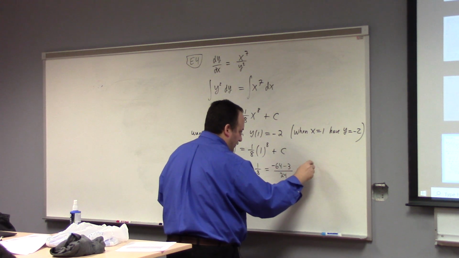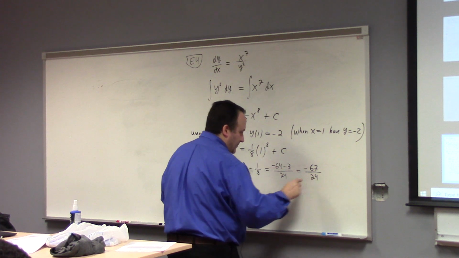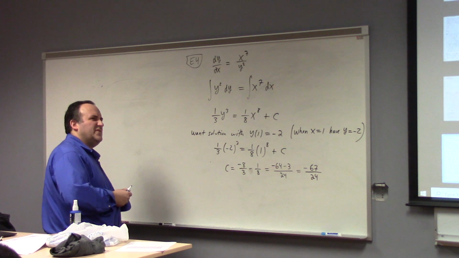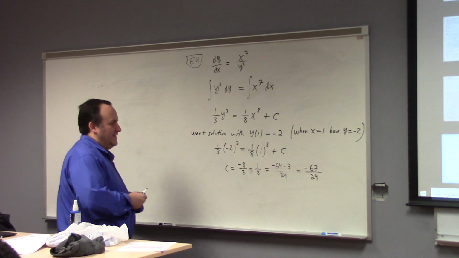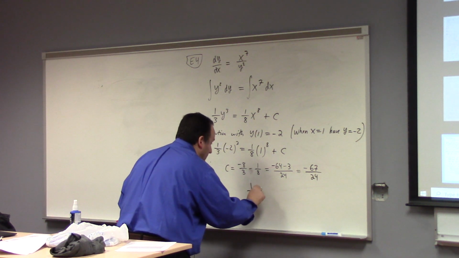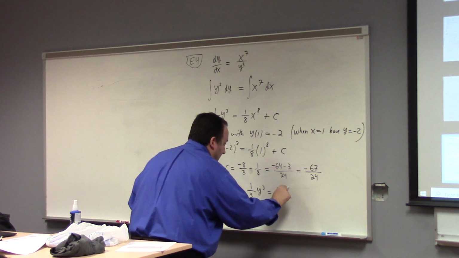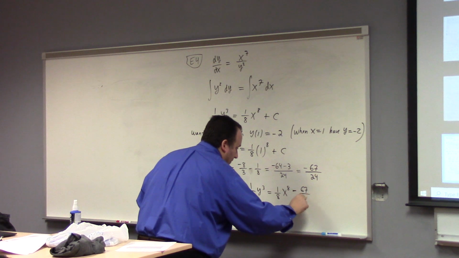So we're both wrong. Let's see here, minus 67 over 24. 67, it feels prime-ish. Oh well, anyway, that's not really the issue. So anyway, solution, here you go. 1/3 y cubed equals 1/8 x to the 8th minus 67 over 24, apparently.